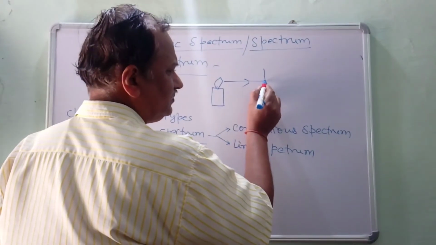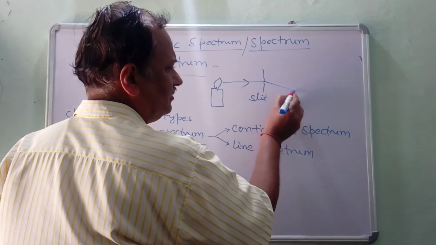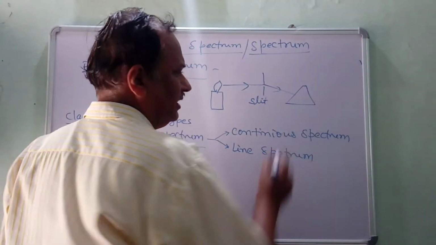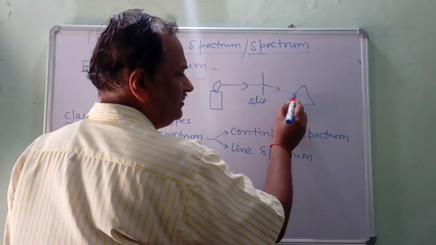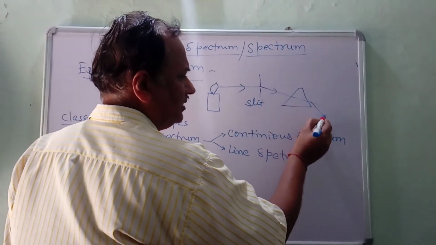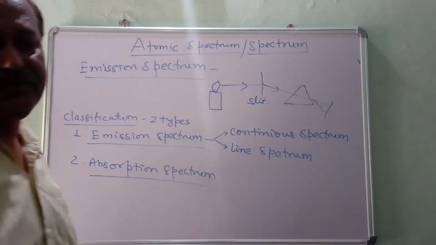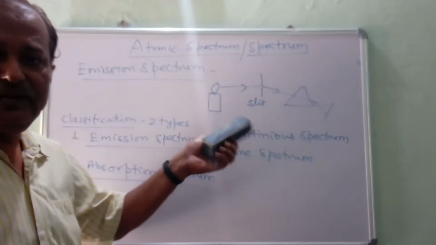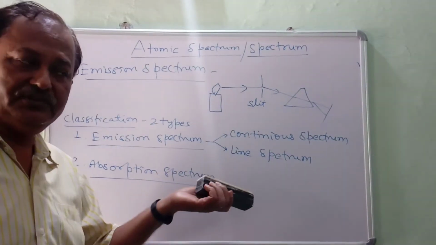Then the light is passed through a prism, and then the prism gives the spectrum. So emission spectrum is obtained either by burning or by heating of a substance.